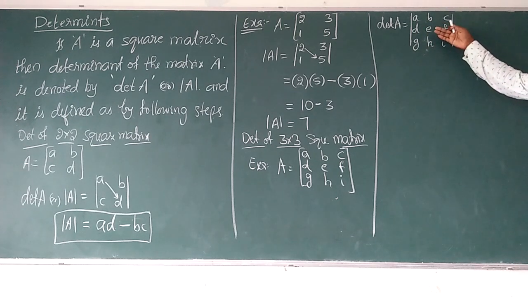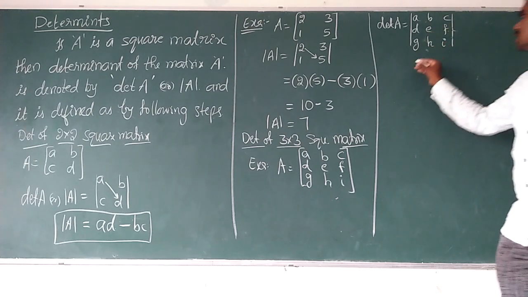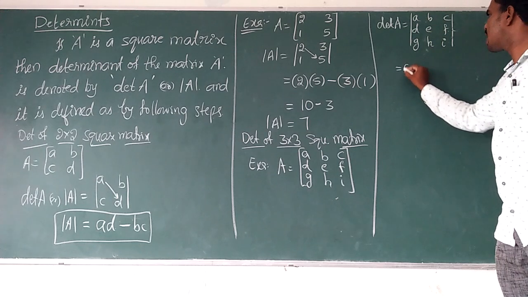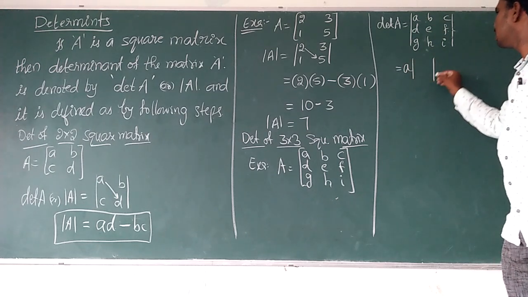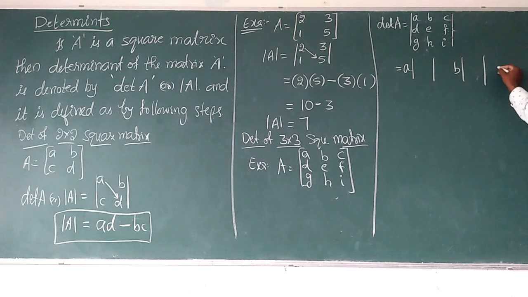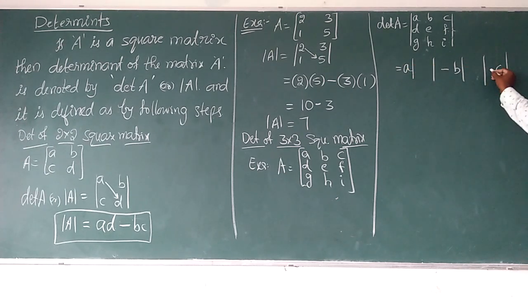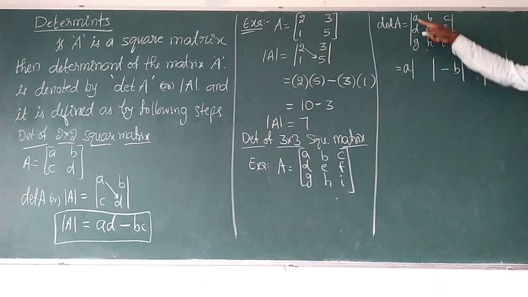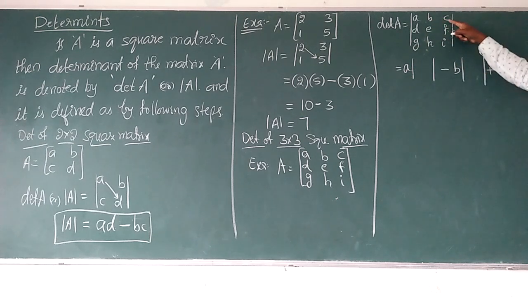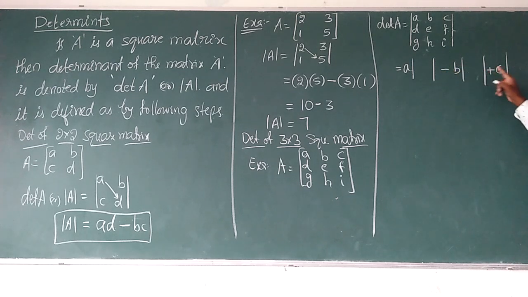So first we should convert into 2 by 2 sub matrices. See, what is the first element? A, and then take the determinant. Next, what is the second element? B, then take the determinant. What is the third element? C, and then take the determinant. First plus, next minus, next plus. Is it clear? First element, second element, third element: first plus, next minus, next plus.